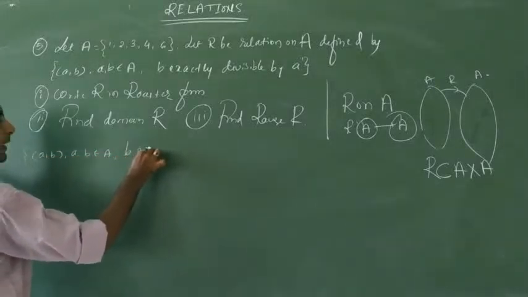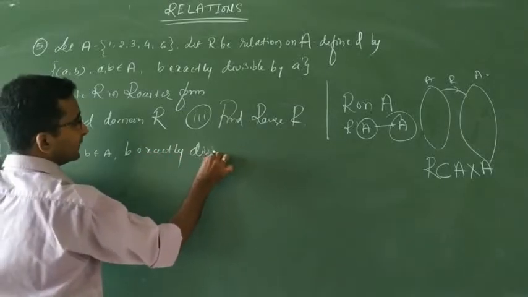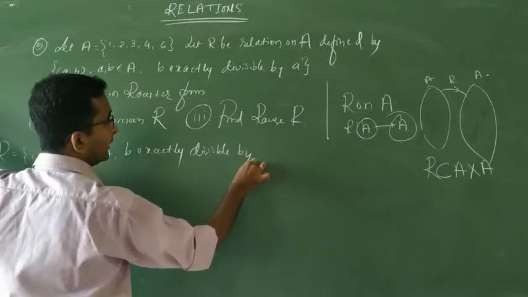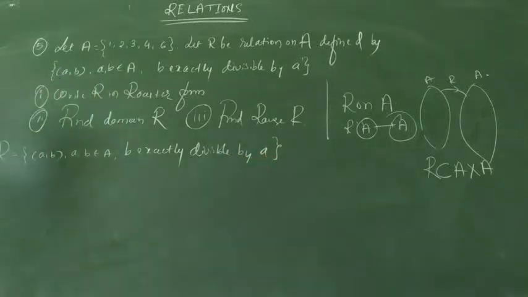b is exactly divisible by a only. Then we have to write R in roster form and find out the domain and the range of R. So already you learned that in roster form you list the elements, those elements are separated by commas, and written within a flower bracket.